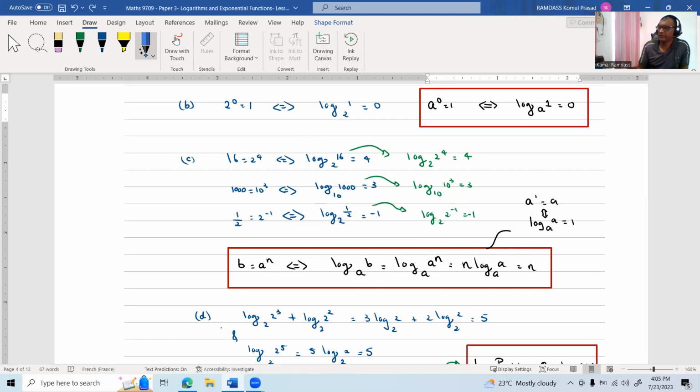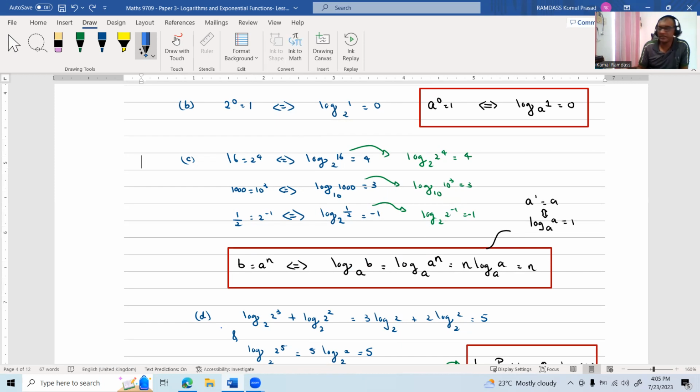Bon, 16 is equal to 2 to the power of 4, log de 16 base 2 is equal to 4, et on peut écrire d'une autre façon, log de 2 to the power of 4 base 2 is equal to 4. 1000 is equal to 10 to the power of 3, log de 1000 base 10 is equal to 3, ou bien log de 10 to the power of 3 base 10 is equal to 3. OK? A half is equal to 2 to the power of minus 1, log de half base 2 is equal to minus 1. Ou bien log de 2 to the power of minus 1 base 2 is equal to minus 1.